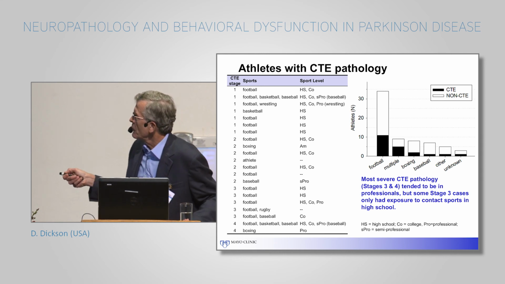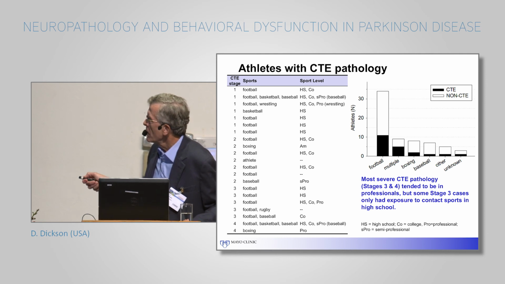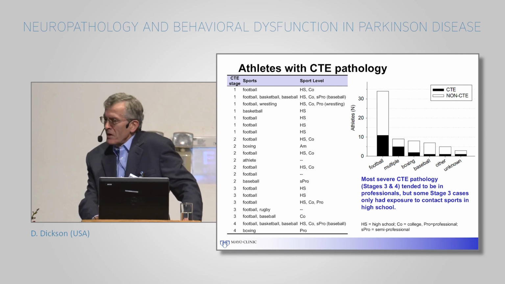This shows you the severe pathology in a boxer and in a professional football player. But we also found fairly advanced pathology, and this is a staging scheme proposed by Ann McKee for CTE. We found stages 3 and 4 in people that had only exposure in high school or in college.